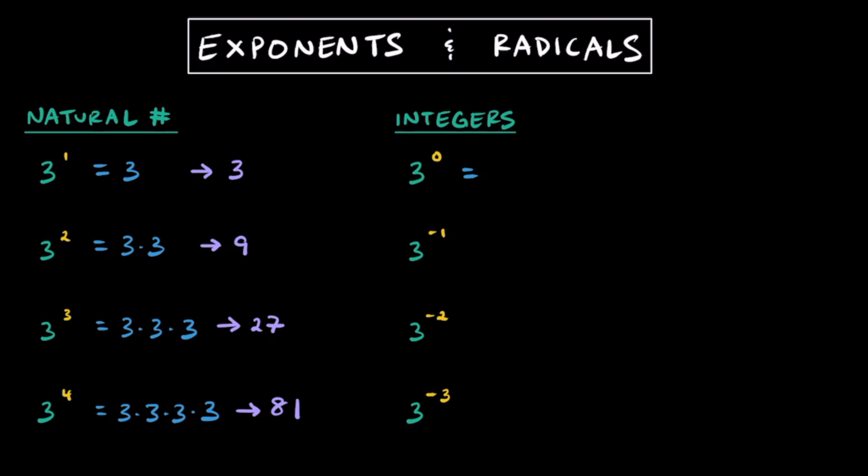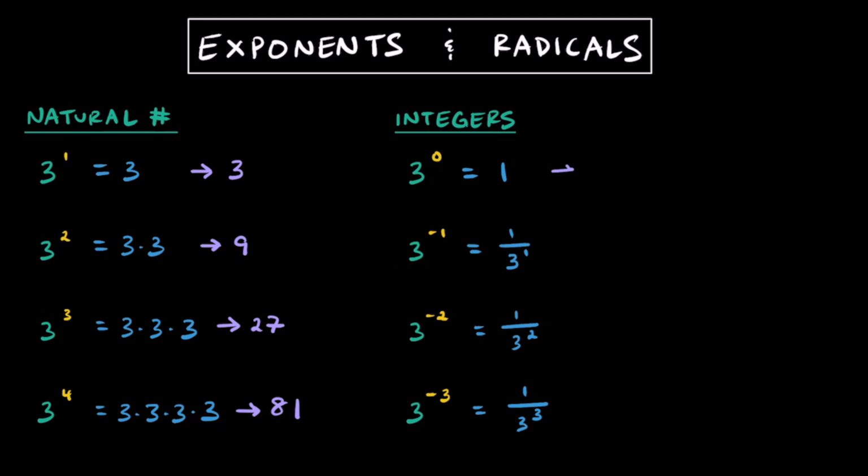3 to the 0th power is just equal to 1 since we have 0 of these 3's. And remember, anything to the 0th power is equal to 1. And while you might think that 3 to the negative first power is a negative value, it's actually just a reciprocal. It's just 1 over 3 to the first power. For 3 to the negative second power, this is going to be 1 over 3 to the positive second power. And for 3 to the negative third power, that's going to be 1 over 3 to the positive third power.